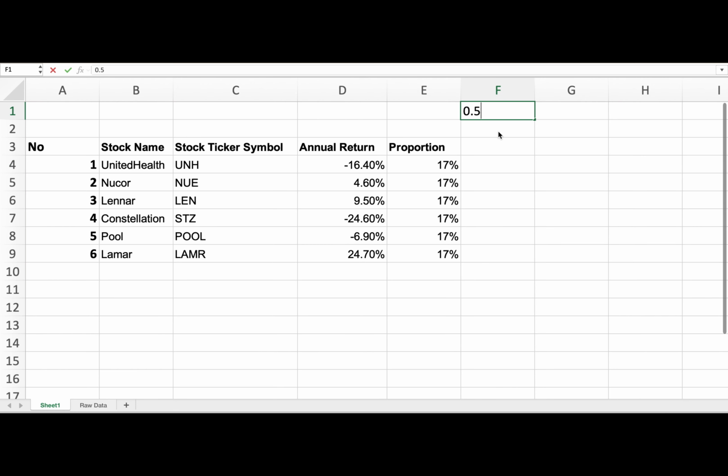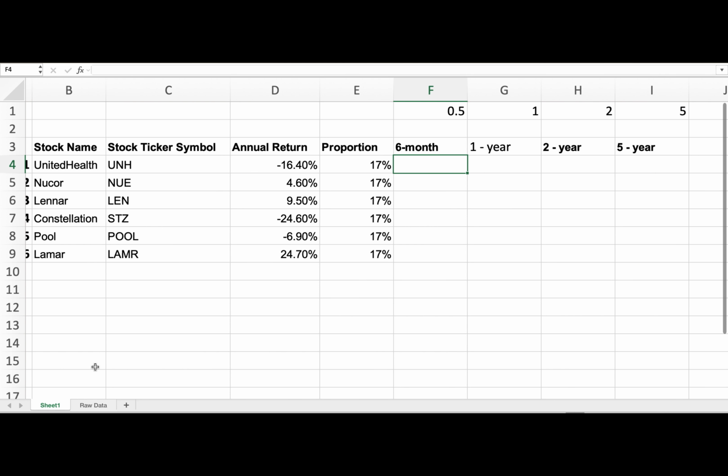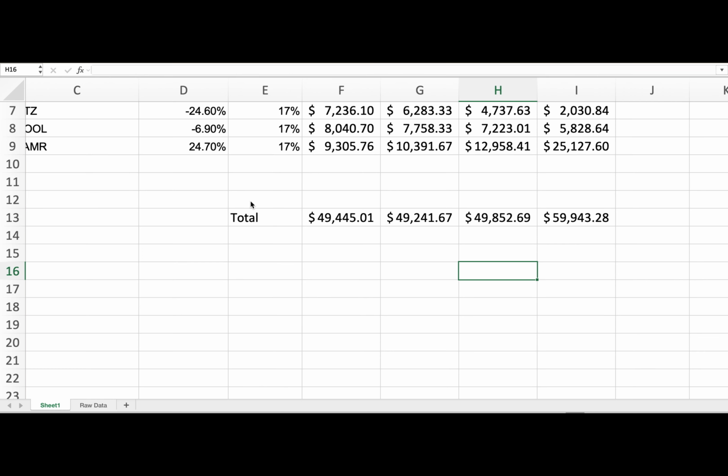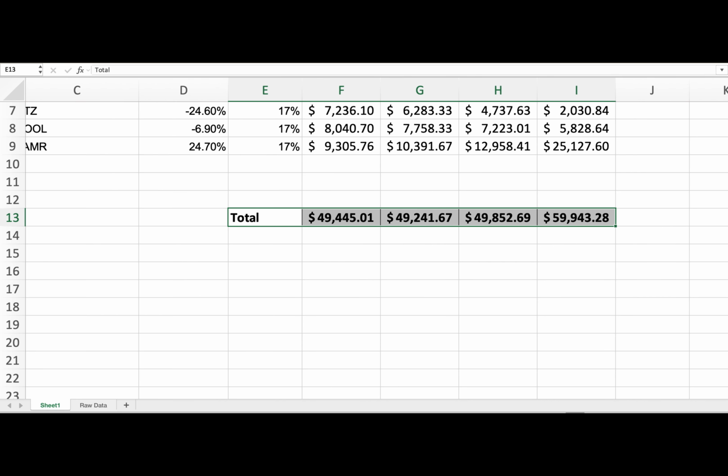Now, comparing them based on 4 different time periods, so 6 months, 1 year, 2 years, and 5 years, we can see that if we look at an investment amount of 50,000 Rand, typing in the formula and everything, you can see that the time we eventually get a return that's higher than 50K will be within 5 years.